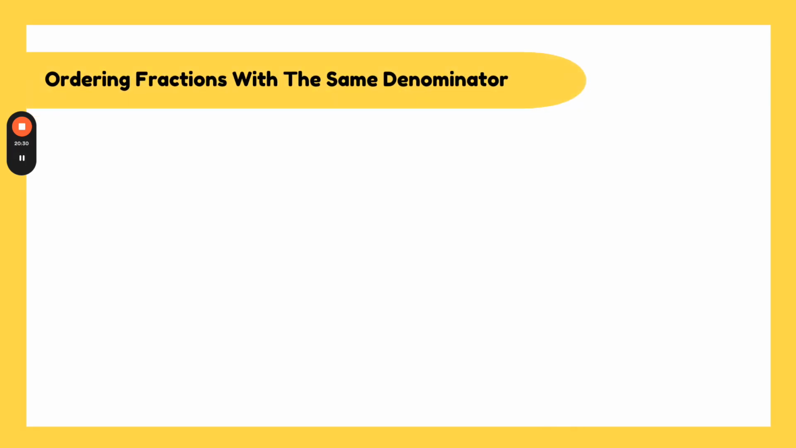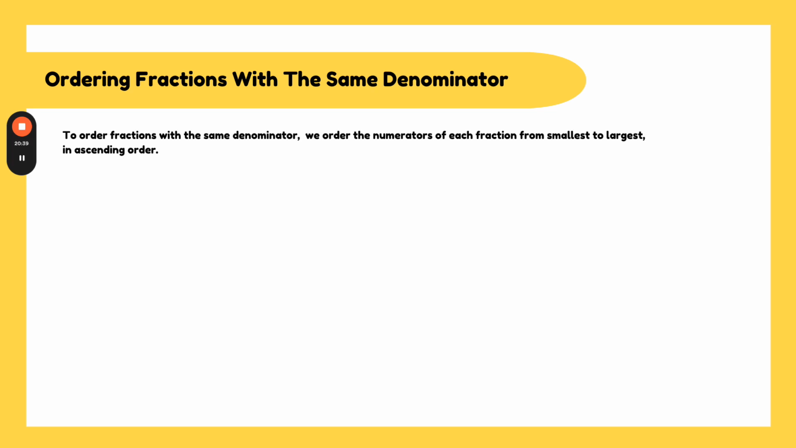So we're first going to look at how to order fractions with the same denominator, which is fairly straightforward. To order fractions with the same denominator, we order the numerators of each fraction from smallest to largest in ascending order. So we've got an example here to help explain things a bit better. We've got 3 fractions, 3/9, 2/9, and 7/9.